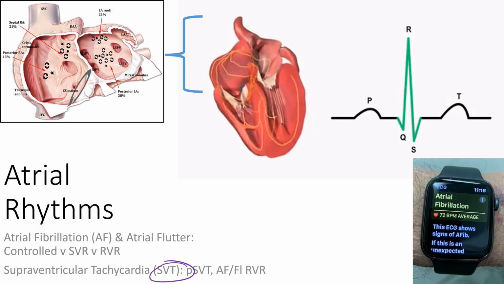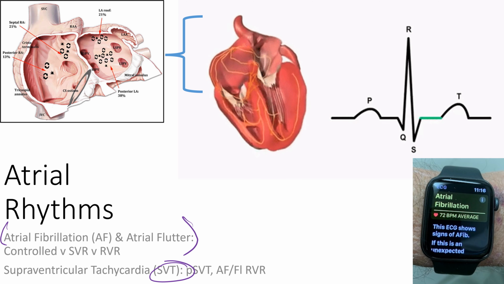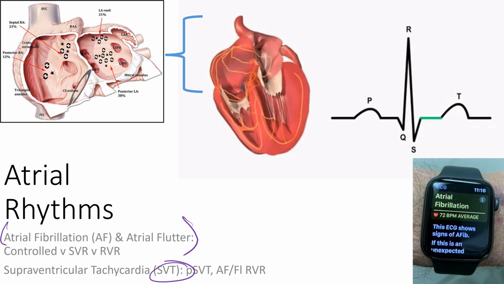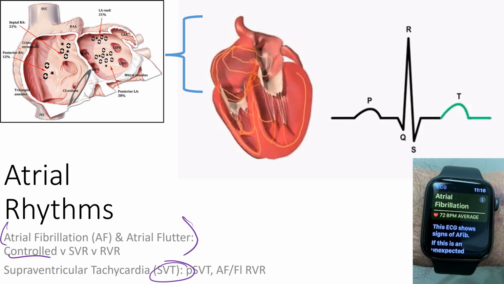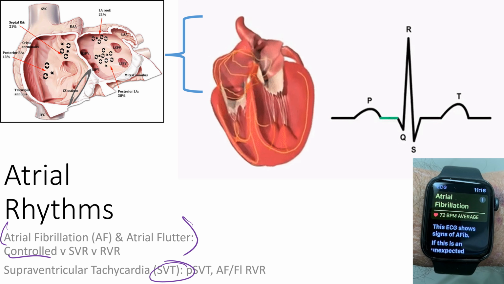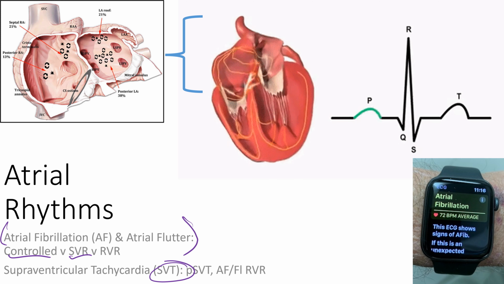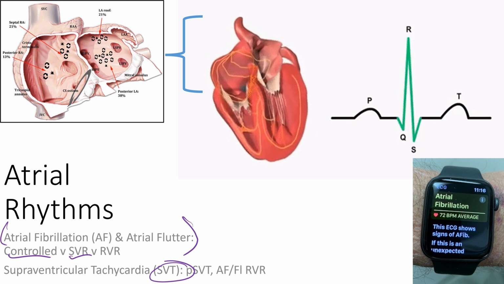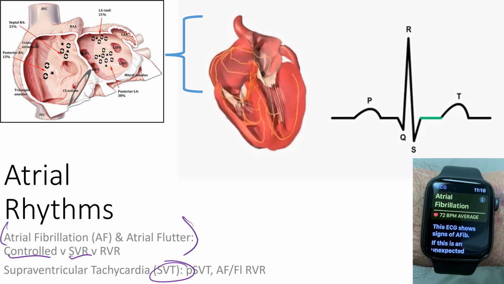So AFib or A flutter, they're very, very similar. We'll show you the differences, but there's controlled rate, which is 60 to 100, so that makes sense, and we have slow rates, or slow ventricular response. That's SVR. And then we have rapid ventricular response, which is a fast heart rate, greater than 100.